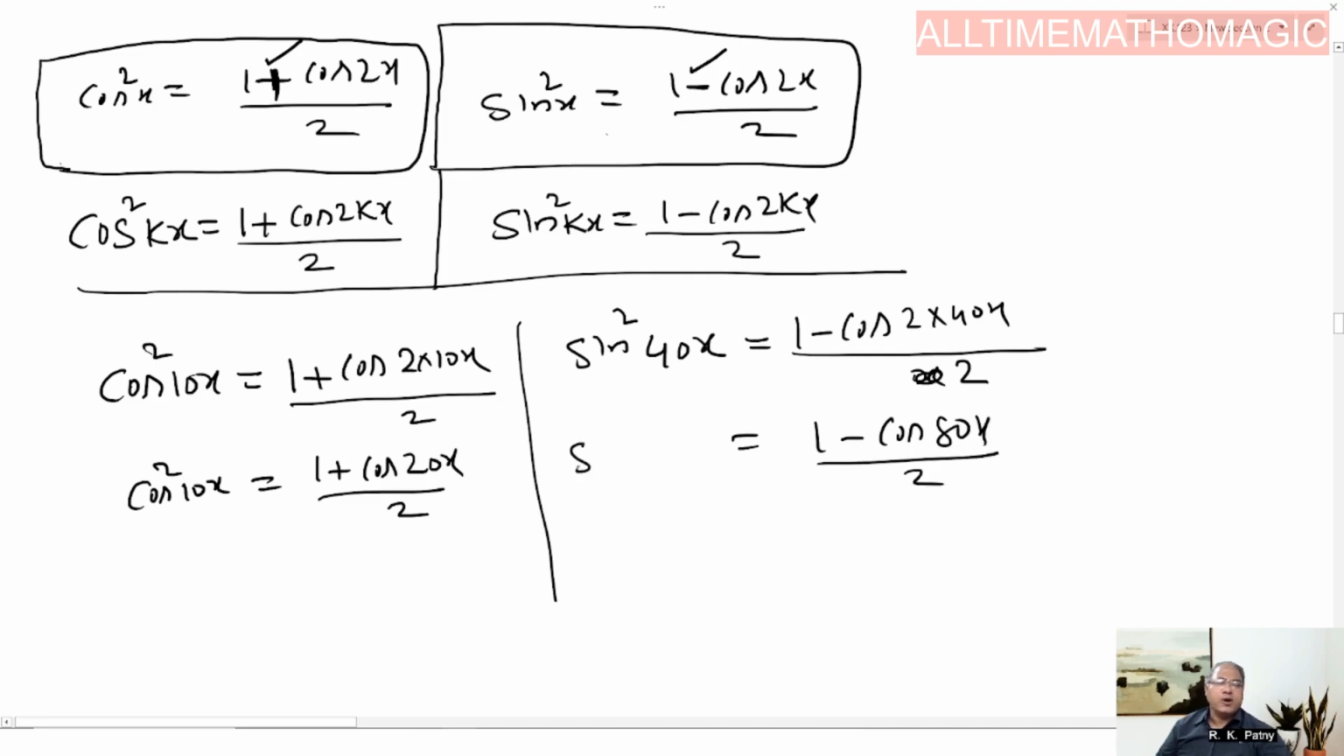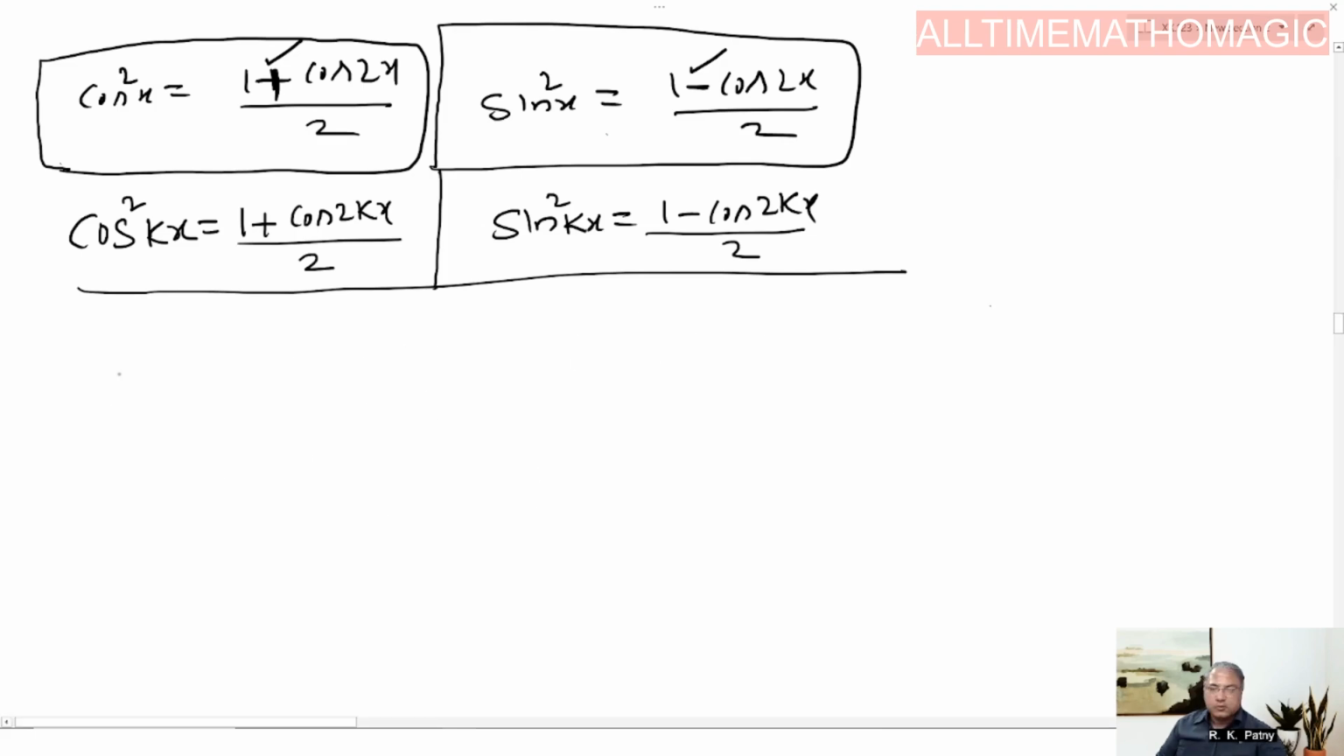So this way, sin square 40x equals 1 minus cos 80x upon 2. Whatever number comes there, you can easily convert it into a very simple form. After that you can start doing integration. Let us take one example. Suppose you want to do the integration of sin square 5x with respect to x.